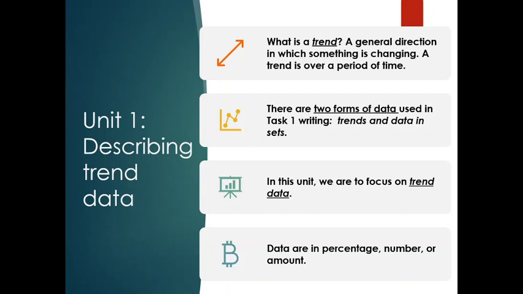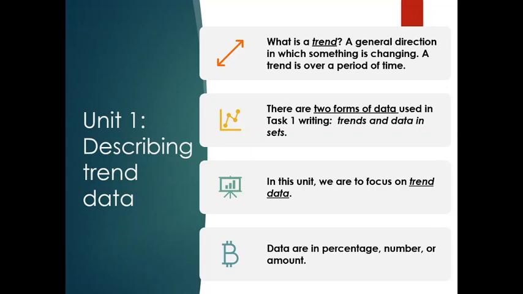Okay, so let's discuss describing trend data. What is a trend? It is actually a general direction in which something is changing. A trend is over a period of time. So if there is change over a period of time, then we can say it's showing a trend.